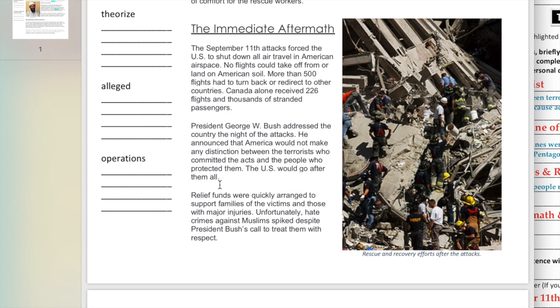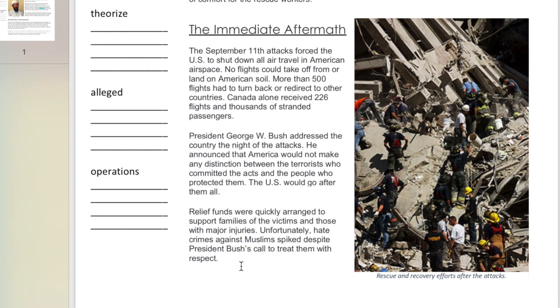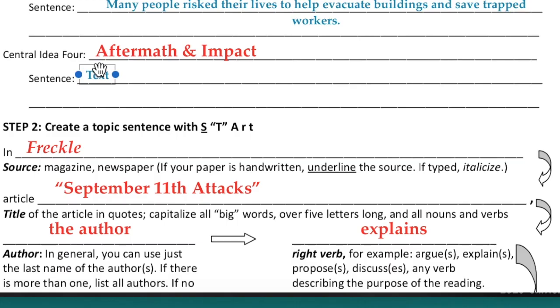Despite all of that, as we read here, Muslims were still being attacked by people in the United States. So even after President Bush addressing and asking for them to be respected, it's just the unfortunate realities of our world. And I think we're experiencing something very similar today with the pandemic. And this is primarily going to be focused on the aftermath, and then I'll explain the last part with the impact. So let's actually use the aftermath in our sentence.